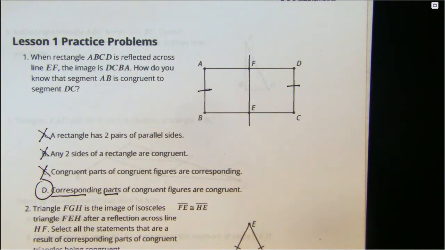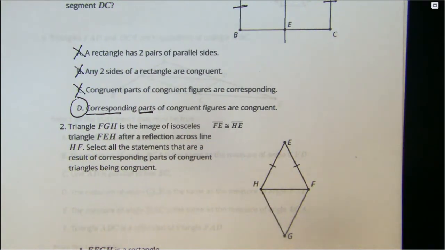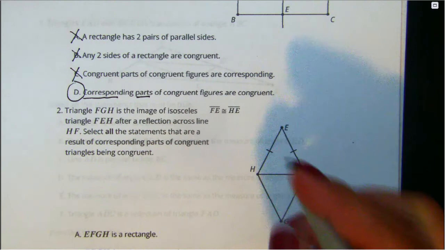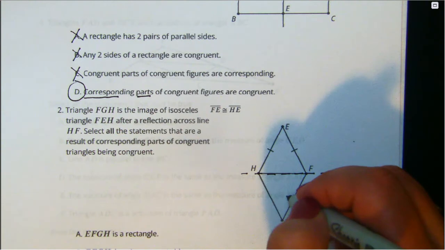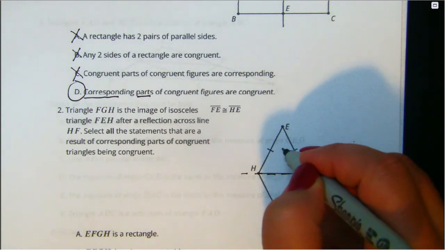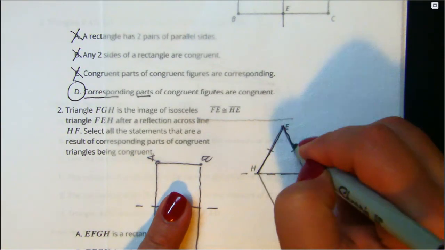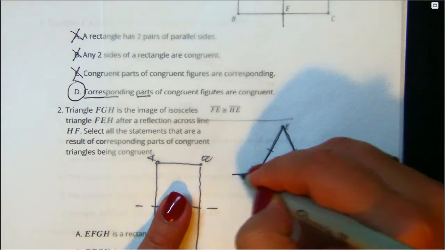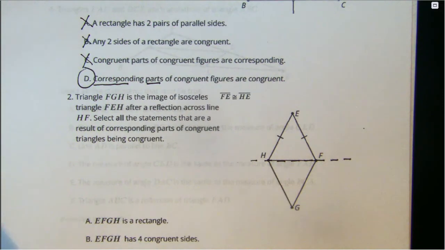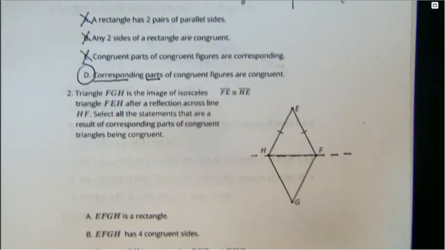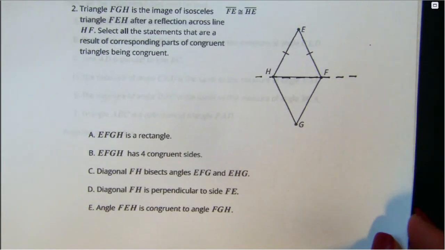All right, number 2. Triangle FGH is the image of isosceles triangle FEH after reflection across the line HF. So FGH is the image of this reflected across this line. You want to imagine it. There it is. Select all the statements that are a result of corresponding parts of congruent triangles being congruent. So any parts that match up have to be congruent.